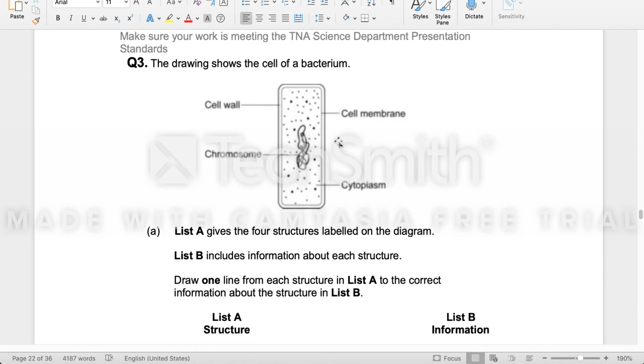And we're on to question 3. This drawing here shows the cell of a bacterium. You have 4 parts: the cell wall, the cell membrane, the chromosome, and the cytoplasm. If you didn't catch what chromosome was earlier in the video, because I did write it out, pause, or you can go back to that part of the video to check and see if you can answer this, because if you had problems with this, you might have had problems with the question itself. But if you didn't, let's move on quickly.